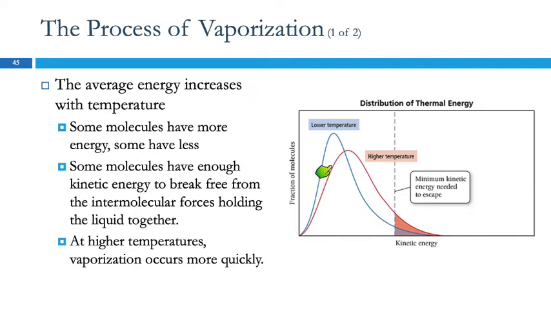So if we increase the temperature of the water, then we're going to increase the average kinetic energy. So the peak of that moves over to higher kinetic energy, but it also spreads out more. And so we see from this blue shaded area to the red shaded area, there are a lot more molecules now that have enough energy to escape if they get to the surface. So at higher temperatures, vaporization occurs more quickly.